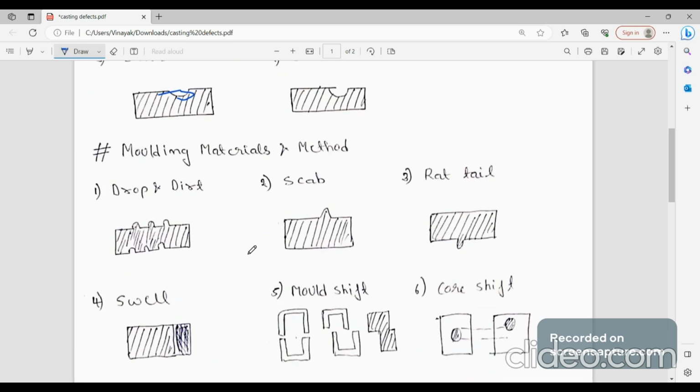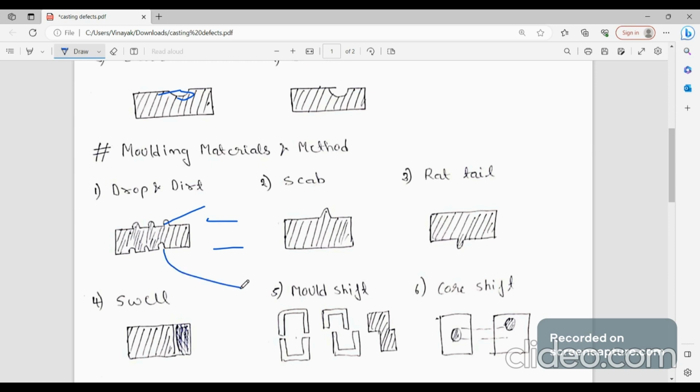Next we will be seeing defects due to the molding materials and methods. The first one is drop and dirt. This is formed due to improper ramming of the sand. There are two boxes in casting, as you know: the top box is the cope and the bottom one is the drag. When it is not properly rammed, the sand particles from the cope box will come directly into the drag box. Due to that, on top it is formed as a drop, and at the bottom as dirt. This is due to improper ramming.